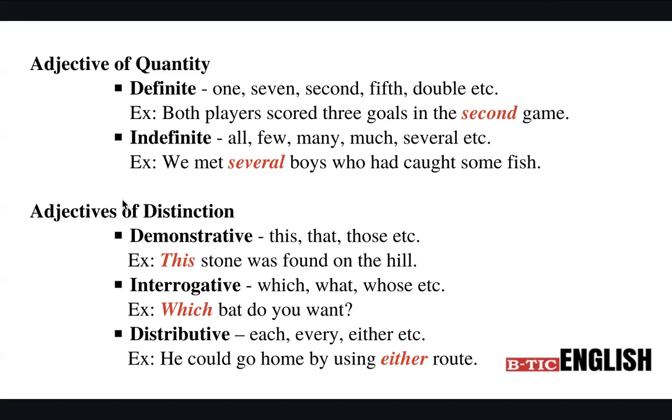Indefinite means you're not very sure about the number. You can say many, few, much, all of them. Indefinite. You're not very sure about the number. So then you will be using the words as all, few, many, much, several. And now you have adjective of distinction.